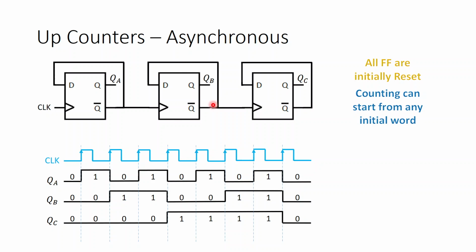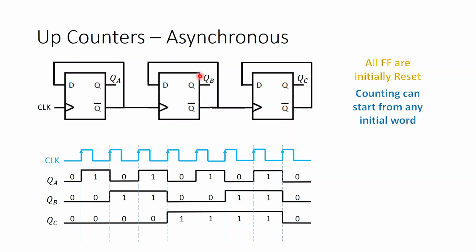But now you see, what about QB? The change in QB is getting dictated by QB bar, that is true, but the change will happen when QA bar is changing from low to high. So when does QA bar change from low to high? When QA changes from high to low. So you see, when QA changes from high to low, here QB changes from 0 to 1. It will change from 0 to 1 because QB bar was 1.